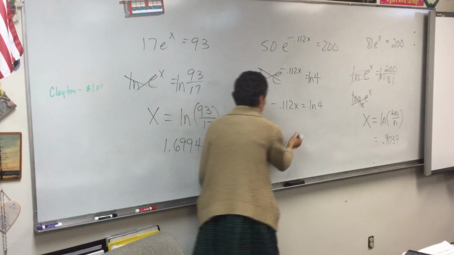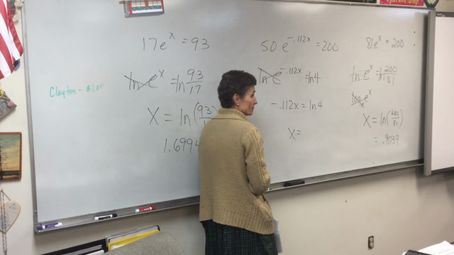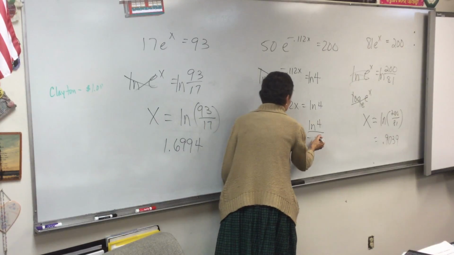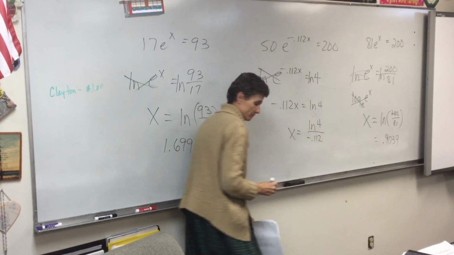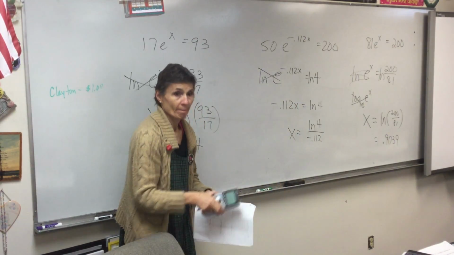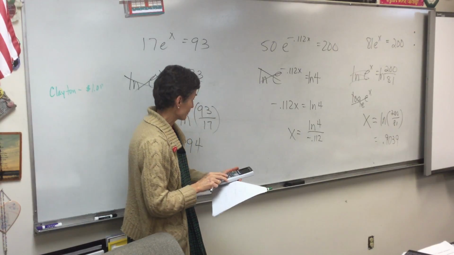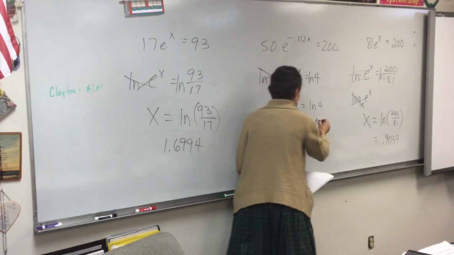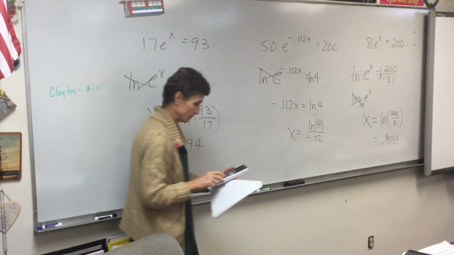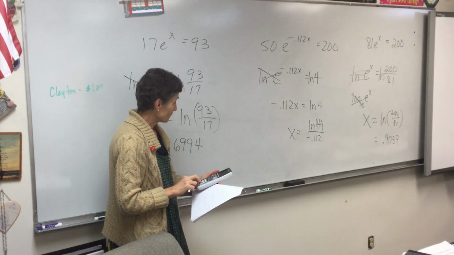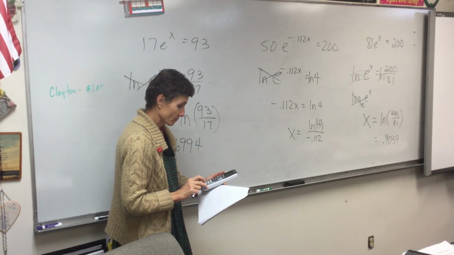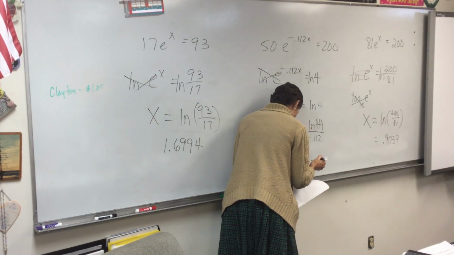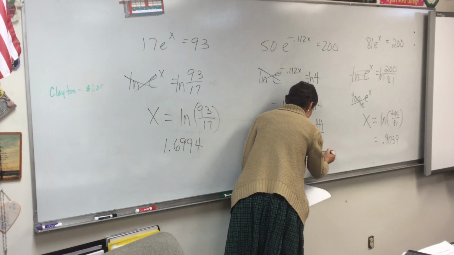So how will I get x? What will I need to do to get x? Take ln 4 and divide it by negative 0.112. Again, you've got a calculator, so you do not need to be frightened of that. Make sure you close the parentheses around that 4 though. Oh gosh, this time I got negative 12.3776.